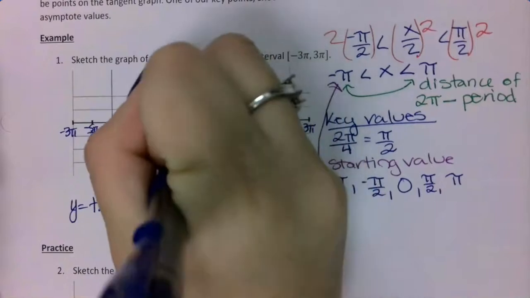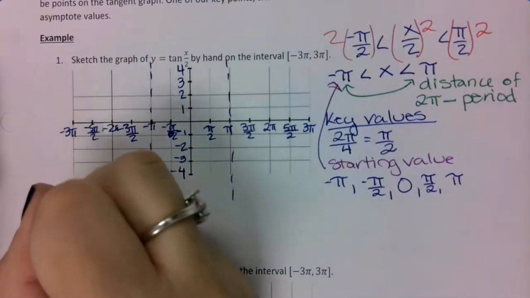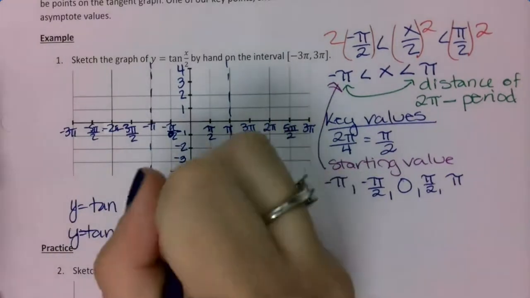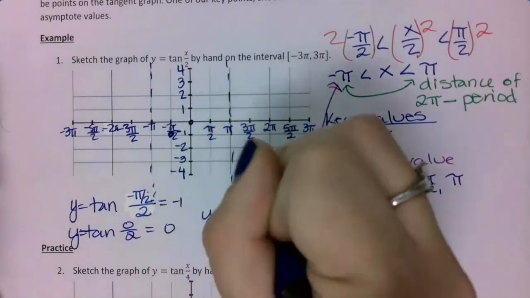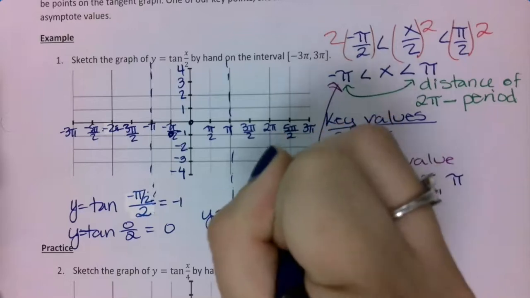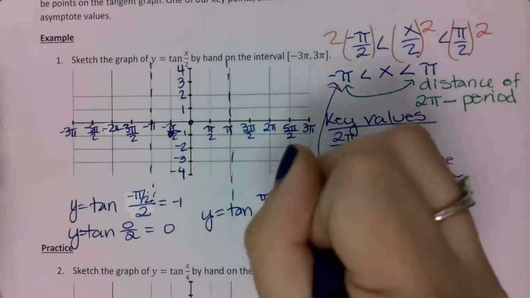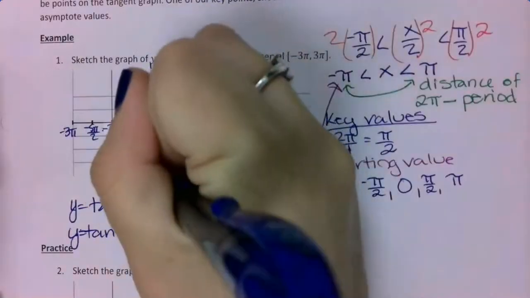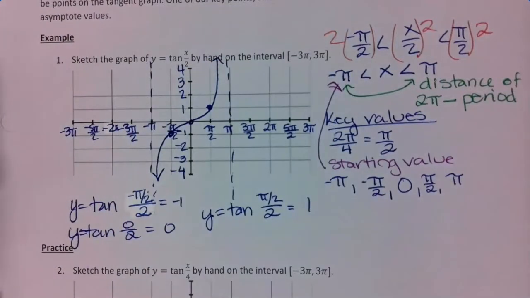Why did I not put my negatives on my y? There we go. So then I'm going to go do the same thing for 0. 0 gives me 0. And then I plug in pi halves. That gets us 1. So then I just need to go ahead and connect these dots. Remember, it's going to avoid those asymptotes, so it's going to kind of look like this. Ooh, that's pretty good.